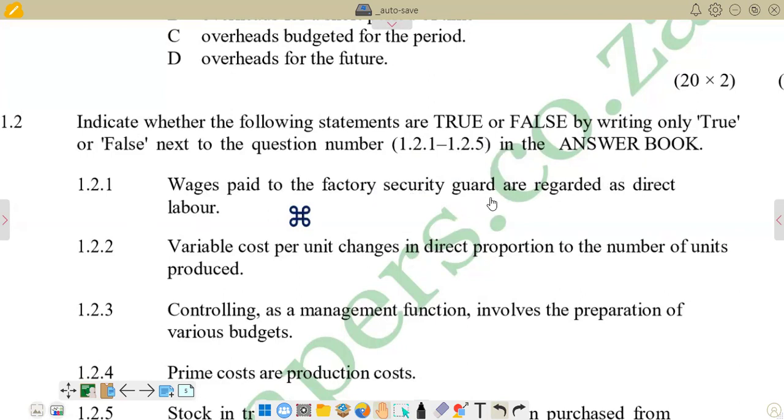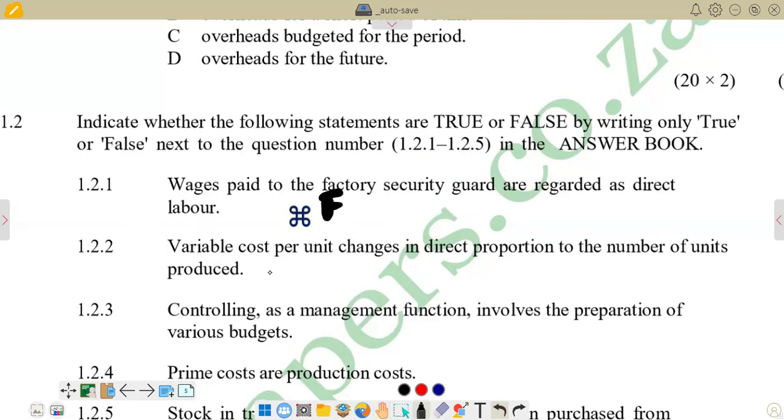Remember, direct labor is labor that is directly connected with production of a specific product. So when this security guard is providing services, it's not actually linked with the production of that certain specific product. So it becomes false. So you've got false here as the correct response.